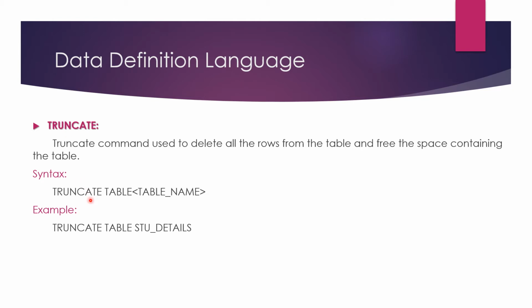And here is the syntax for it: truncate table table name. And the example is truncate table student details. Here student details is the table name, and by using the truncate command, we are deleting only the records or rows in the table. We are not deleting the structure. The structure is safe with us.